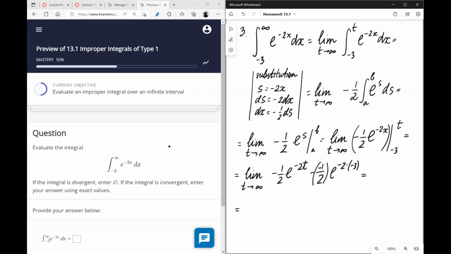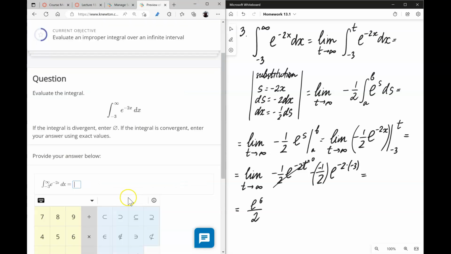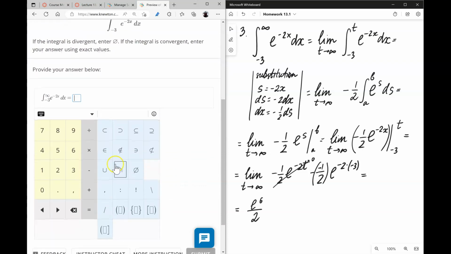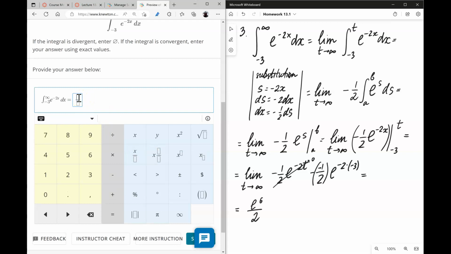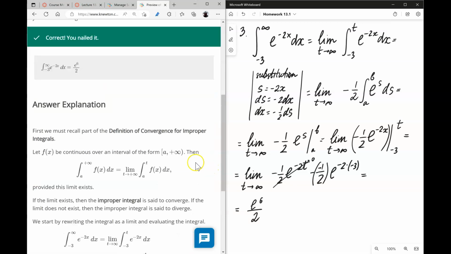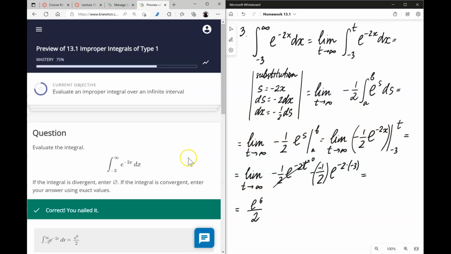And as t goes to infinity, -2t goes to -infinity, e to the -infinity goes to 0, so this part goes to 0. So the final answer is e to the power 6 over 2. Let's see if that's the right answer. And looks like we got that right.